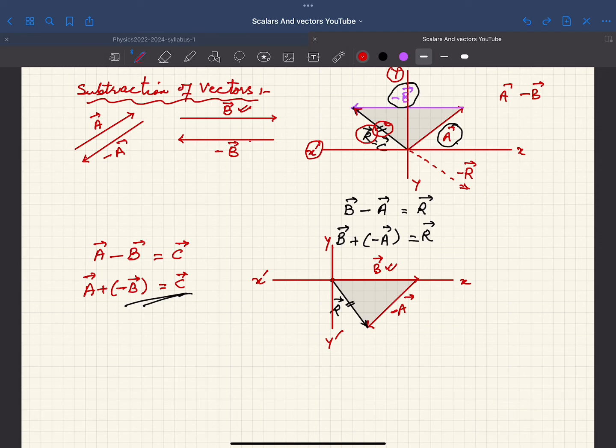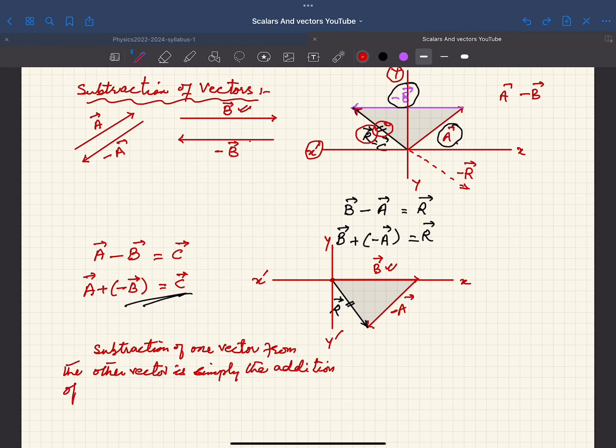So the simple thing is that what we can write is: subtraction of one vector from the other vector is simply the addition of the negative vector of a vector to the first vector.